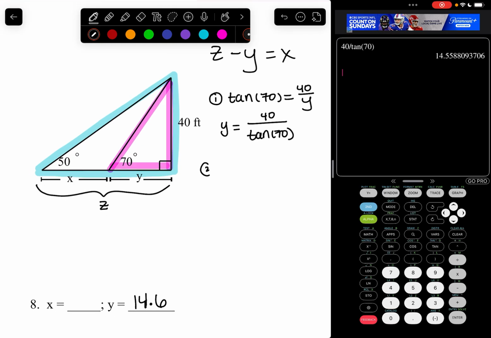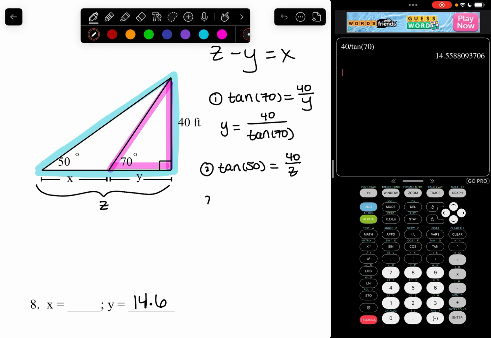The second thing that I'm going to do is find the tangent of 50 equals 40 over z. So right now I'm looking for the whole bottom, that x plus y together. I'm looking for that whole thing, okay? We have z is equal to 40 divided by the tangent of 50. And that gets me that really big, long decimal, okay?